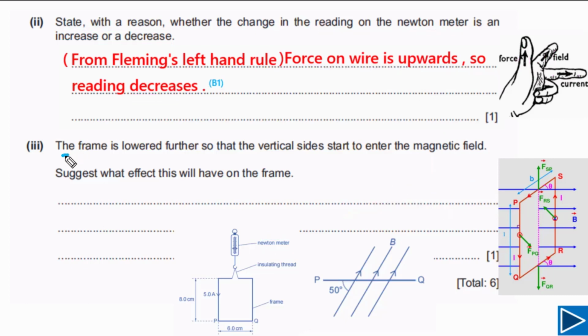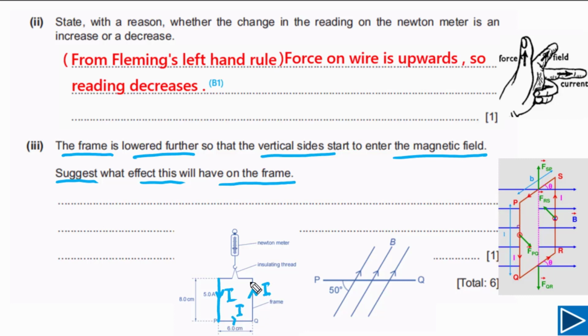For the last part, it is given to us that the frame is lowered further so that the vertical sides start to enter the magnetic field. We need to suggest what effect this will have on the frame. First of all, let's try to understand what is meant by vertical sides. Vertical sides means this left side and this right side. Current in the left side is down, current here is up, and current here is to the right.